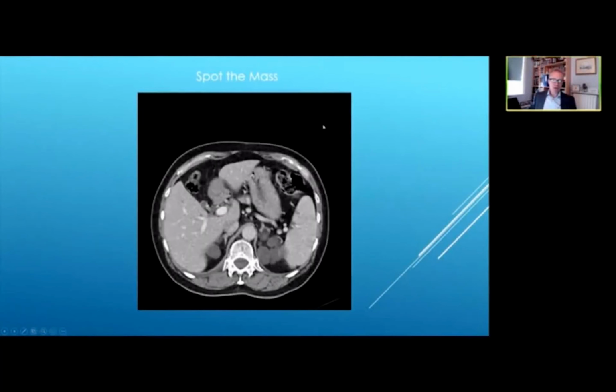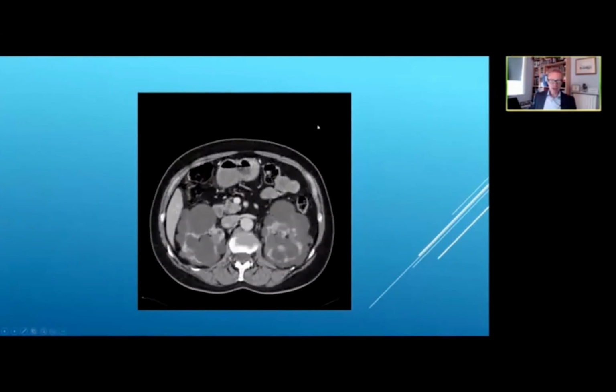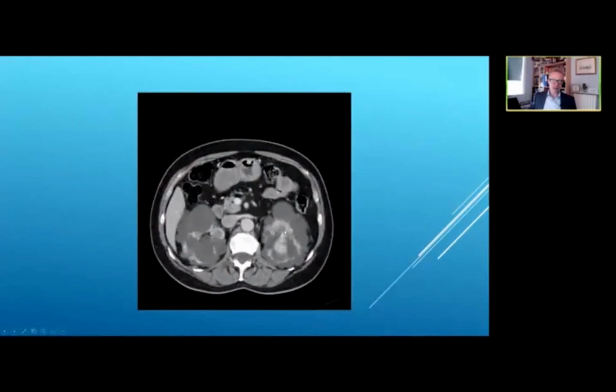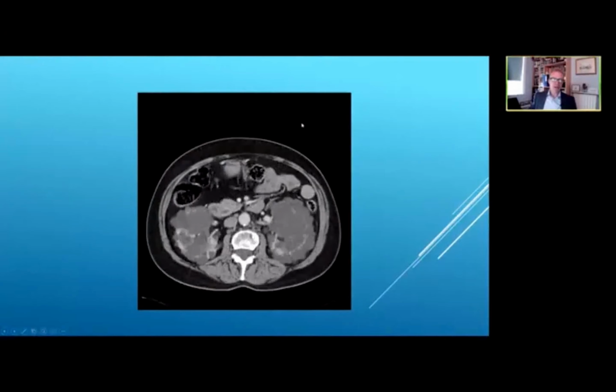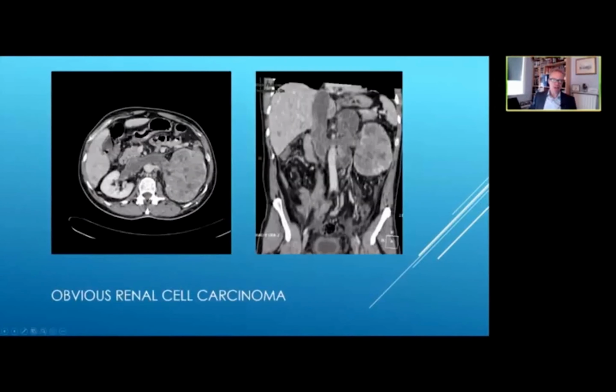I'll just quickly whiz through one of our problematic cases. We get these not infrequently, polycystic kidney disease. Where's the mass? I'll go back up. I'm sure you saw it. It's in the middle there. These can be very difficult to work out. This was missed in another centre. The patient came back 6 months later, had a follow-up scan, and there was an obvious enhancing mass. That patient had a nephrectomy, and they were fine.